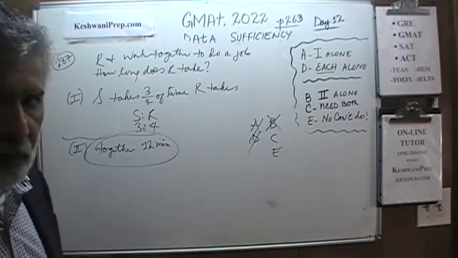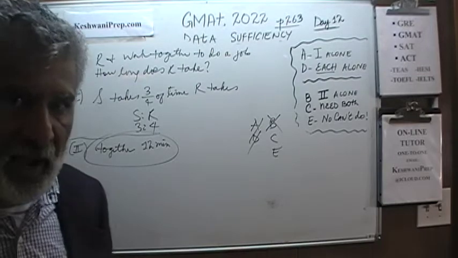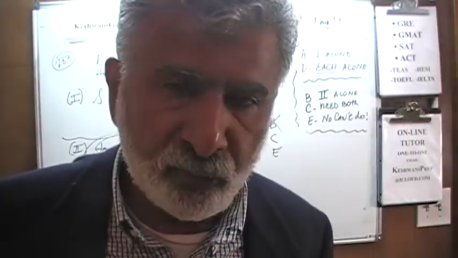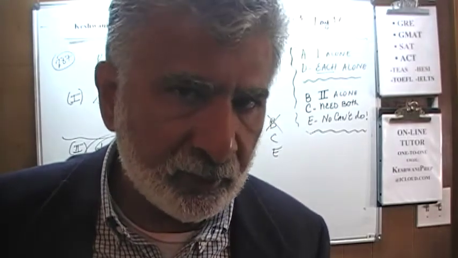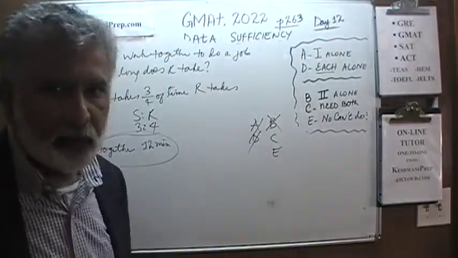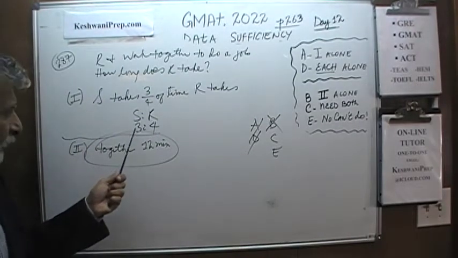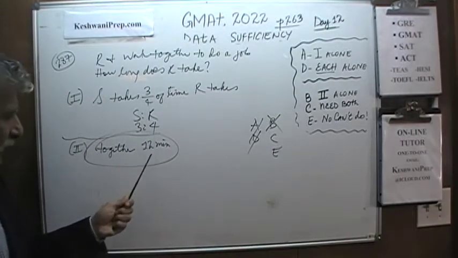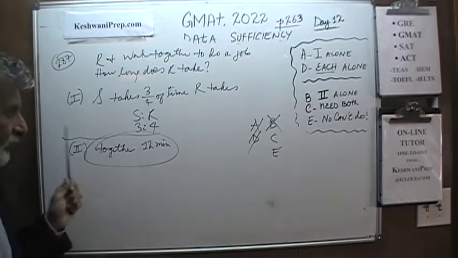Let's put them together. As soon as we put them together, this is where having some knowledge of math comes in handy, because they're not asking us to solve the problem. We simply have to be able to tell immediately whether or not we have enough data. As long as we know the relative speed and the total amount of time they take to do the job together, that's enough. The answer is C.